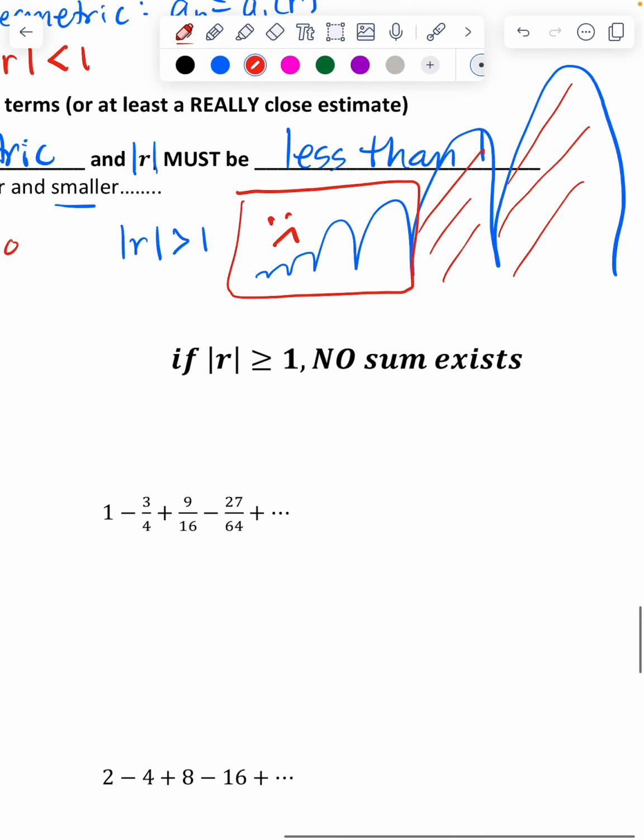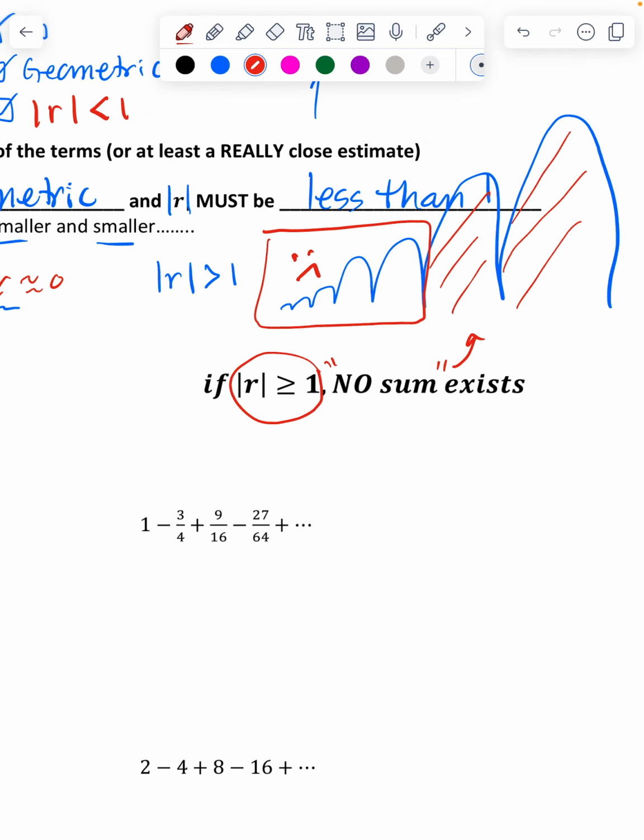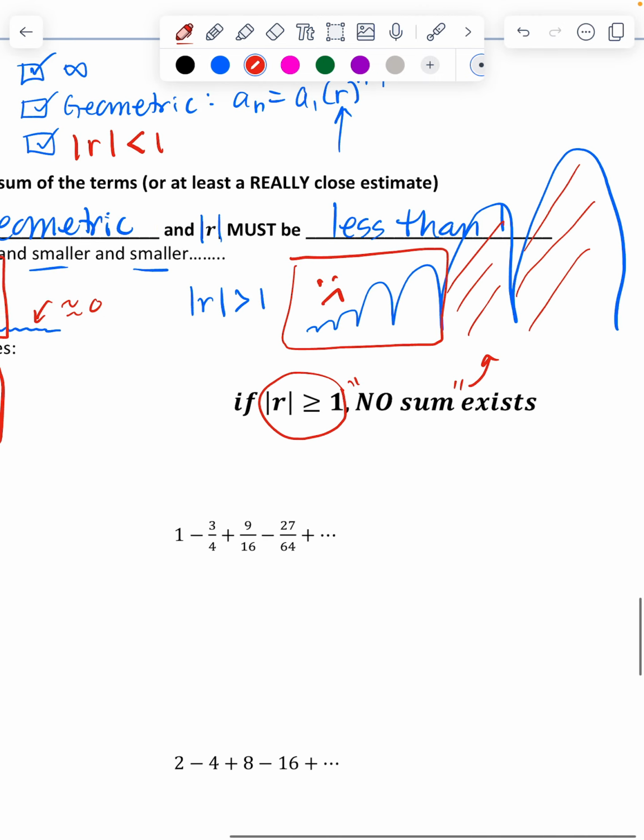And then if it actually gives you a problem where the ratio is greater than one and it goes to infinity, you would say no sum as your answer, because like in this picture, you can't estimate it. It just gets bigger and bigger and bigger. There is no real final answer to how big it gets.